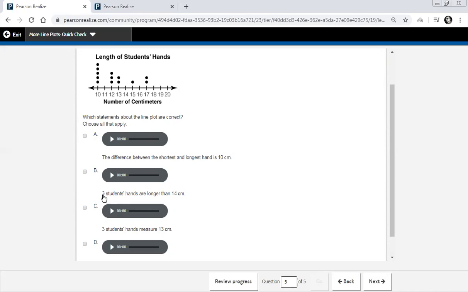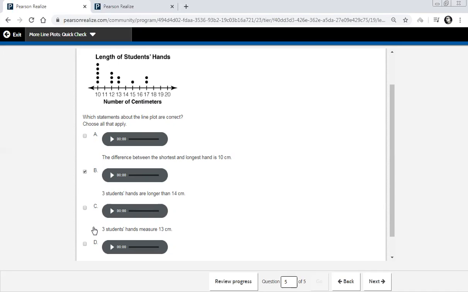Move to option B. He said that 3 students' hands are longer than 14. Here we can see that the lengths more than 14 are 15 and 17. 15 has been repeated only one time. 17 has two dots. So both of them, yes, 3 times. So option B, yes, definitely, it's true.